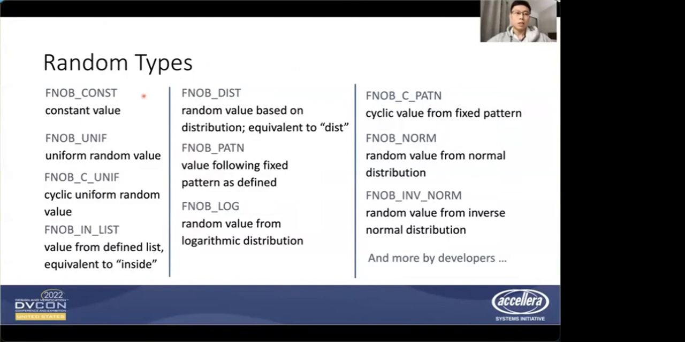Those cases include constant, uniform, distribution, equivalent to dist, in-list, equivalent to inside, pattern, logarithmic distribution, and C uniform, which is equivalent to randc. And this is not the end of the story. We expect more random types to be added to Fnob by developers, and we created a very flexible architecture for that, which we will cover in the later slides.